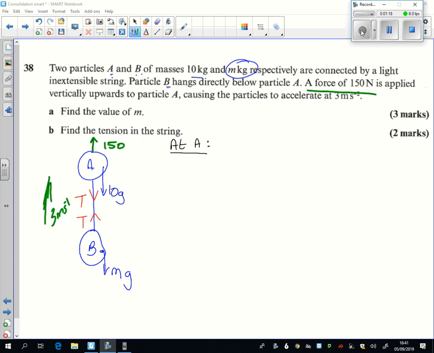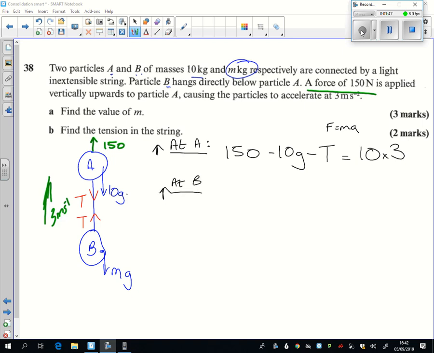And A, I would say, was going upwards. We've got 150 newtons pulling it up, but we've got 10g going down, and we've got the tension pulling it down. That is the resultant force. And of course the force equals the mass times the acceleration. The mass of this one is 10 and the acceleration is 3. And so that's what's happening at A. We'll do the same at B.